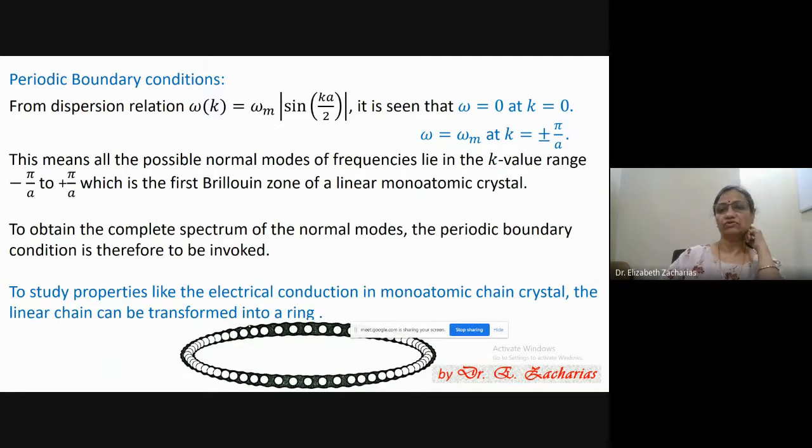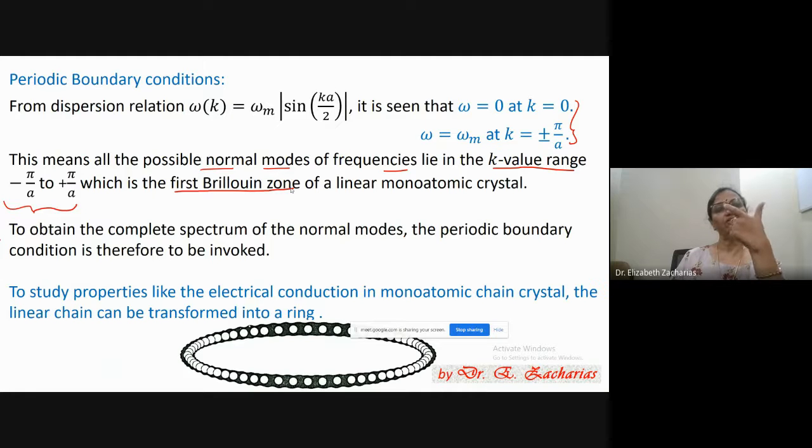This is something that I already repeated, so I'm not going to say that again. Now we have to find all possible normal modes of frequencies that lie in the k value range minus pi by a to plus pi by a. And if you remember this minus pi by a to plus pi by a, do you remember the word first Brillouin zone?